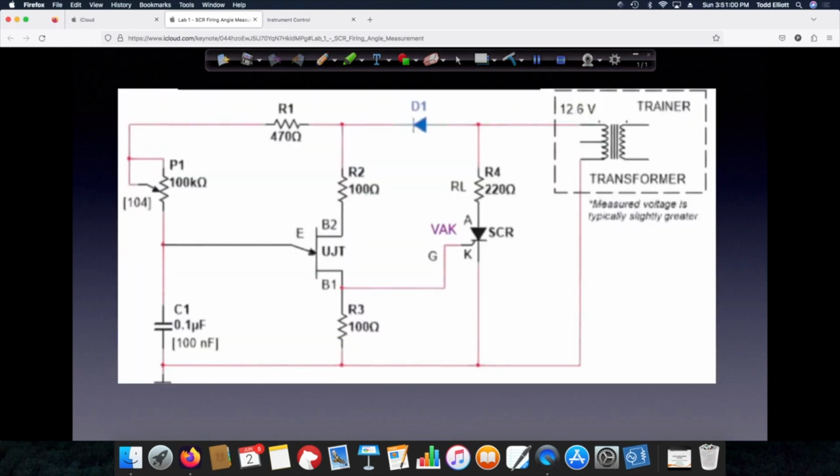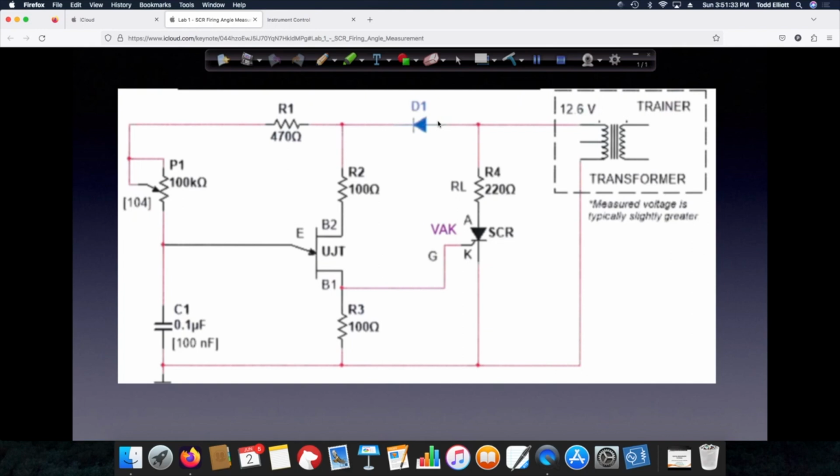Okay, so here's our circuit, and on the right hand side here we have our nominal 12 volt transformer. We have the SCR. This is the anode, this is the cathode, this is the gate. R4 is RL, which we're using as the load resistor. Diode D1, notice the orientation, cathode to anode.